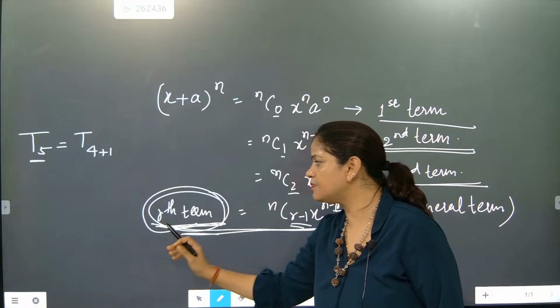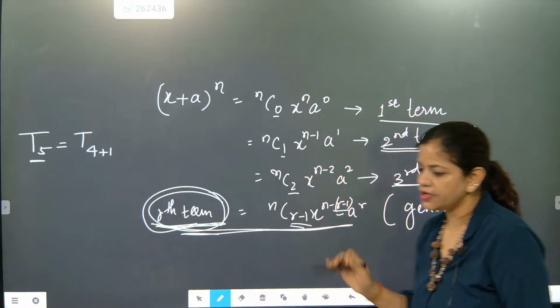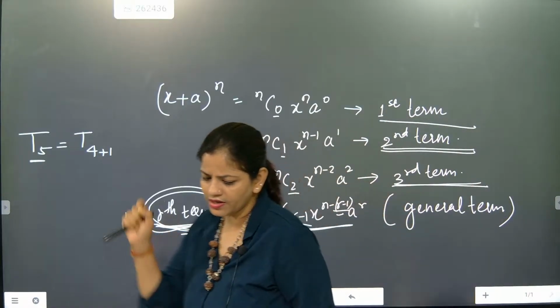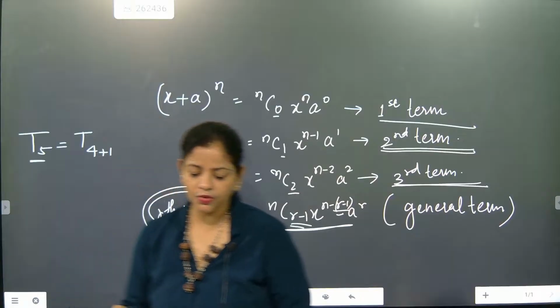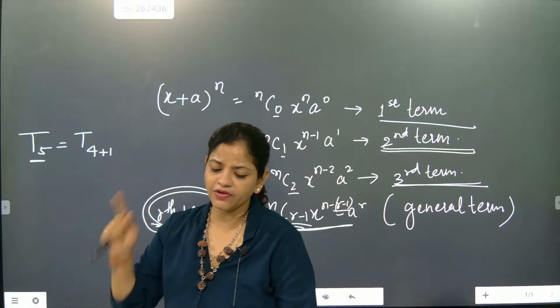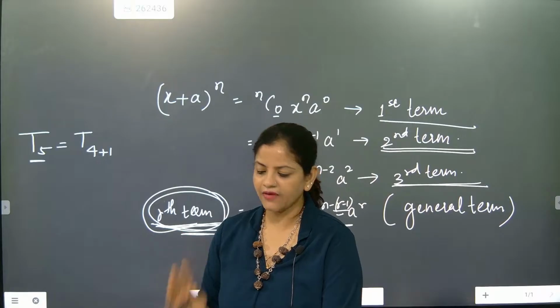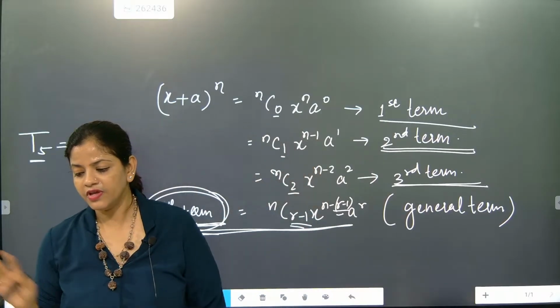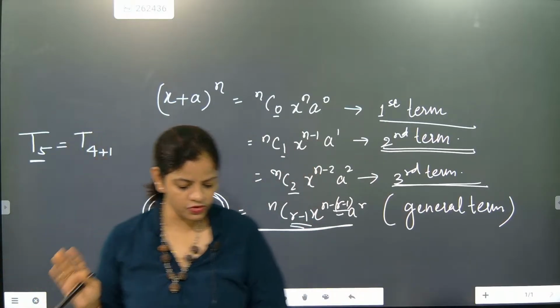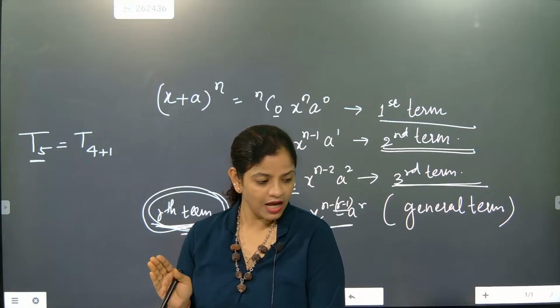Understood? So here one term will be lesser, because the term is always one greater than the power. I told you, because this is the only thing where you will have a problem. Here only most of the students are having problems. So here you need to understand how to write it.